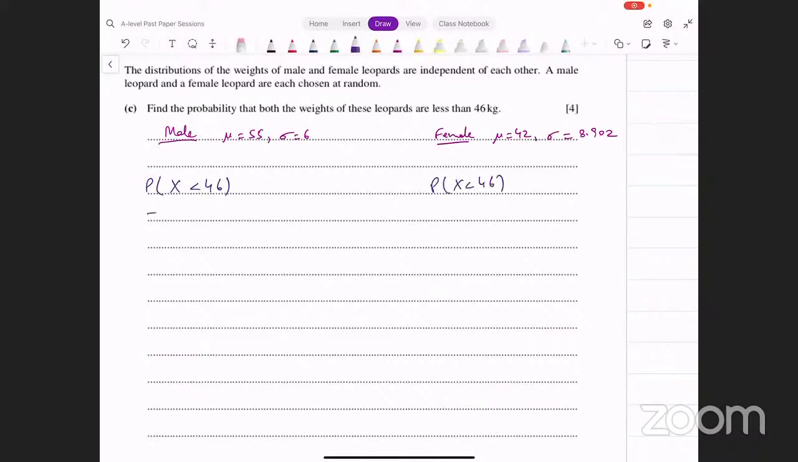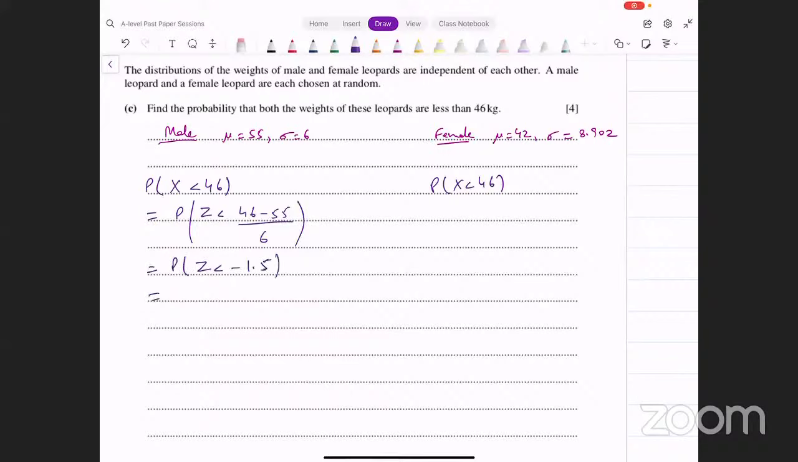क्या करेंगे, सबसे पहले इसको z में convert करेंगे. Probability of z less than 46 minus the mean, that's 55, divided by sigma, that's 6. That's probability of z less than minus 1.5.